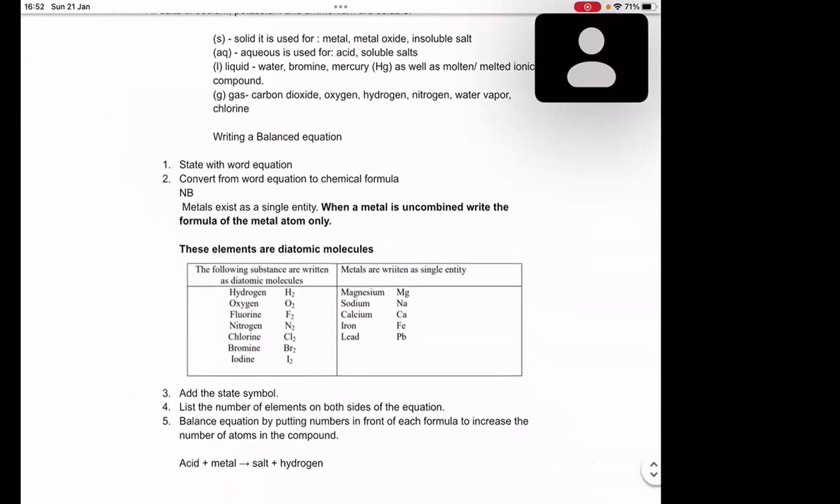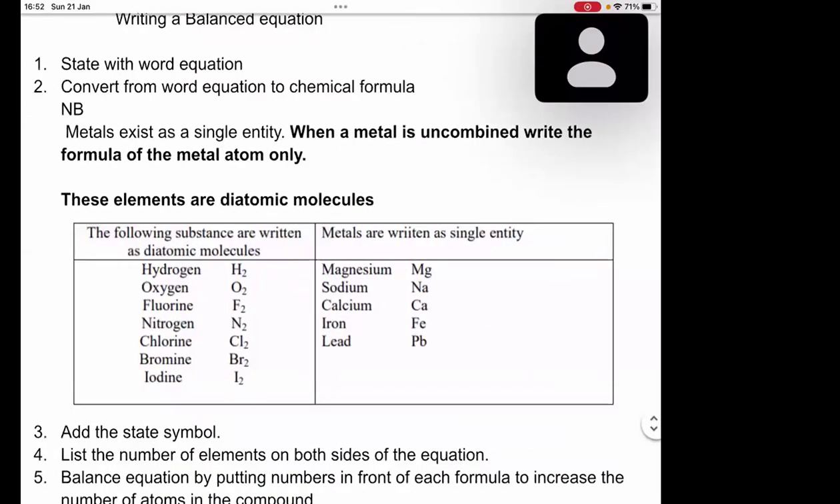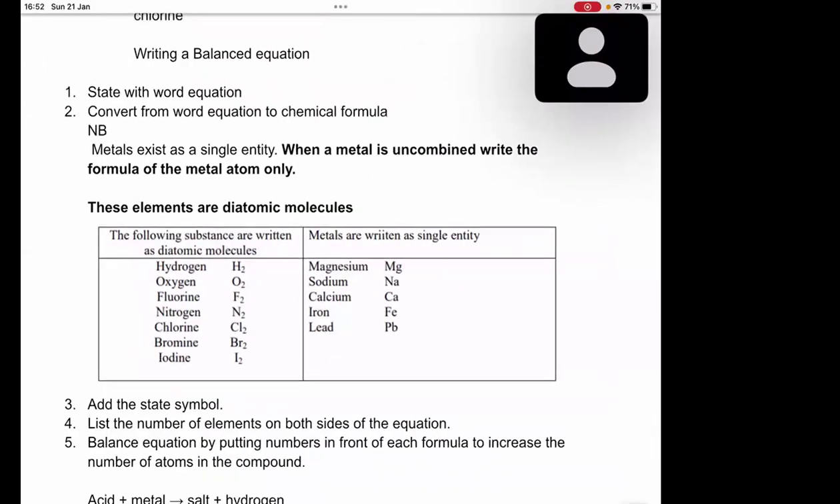Now, writing balanced equations, and this is what we're going to be doing. You're going to state an equation in words. So you're going to have a word equation. We will use word equations for the beginning, and then later on it's going to become automatic. We're just going to get it. So we start with a word equation. Then we are going to convert the word equation to chemical formulas.